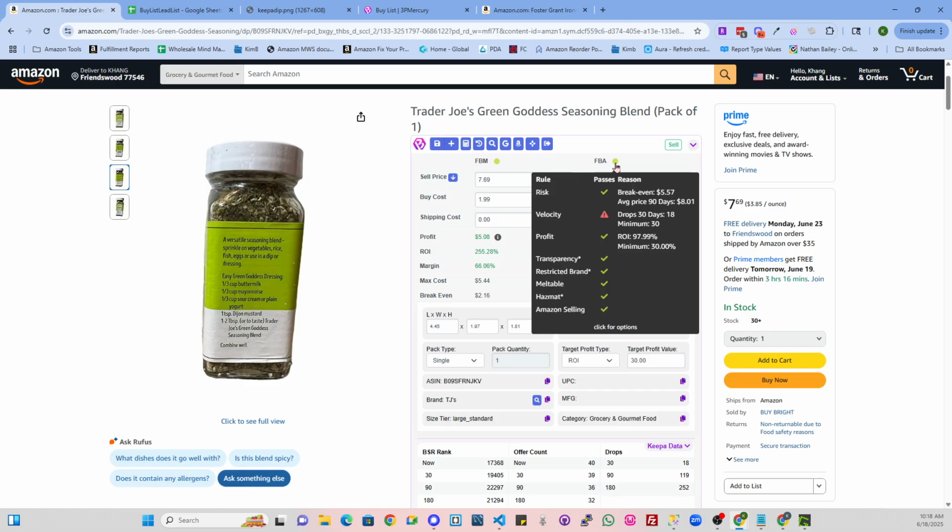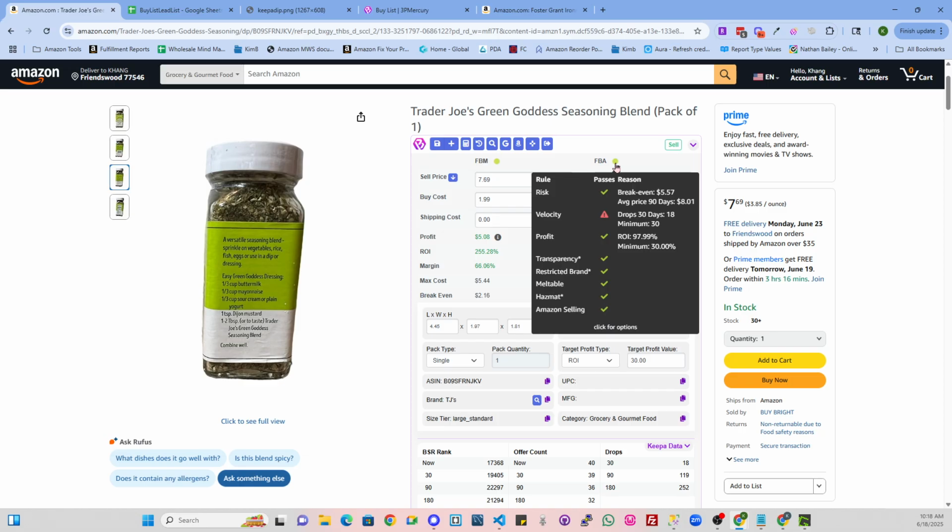So I programmed into my profit calculator a certain amount of drops that I want to see. So here I put in a minimum of 30 drops. Well, I can see with that red indicator that it only has 18 drops per month, and it did not meet my criteria, but it passed every other criteria. It passed my ROI criteria of 30%. This is nearly 97% in ROI.